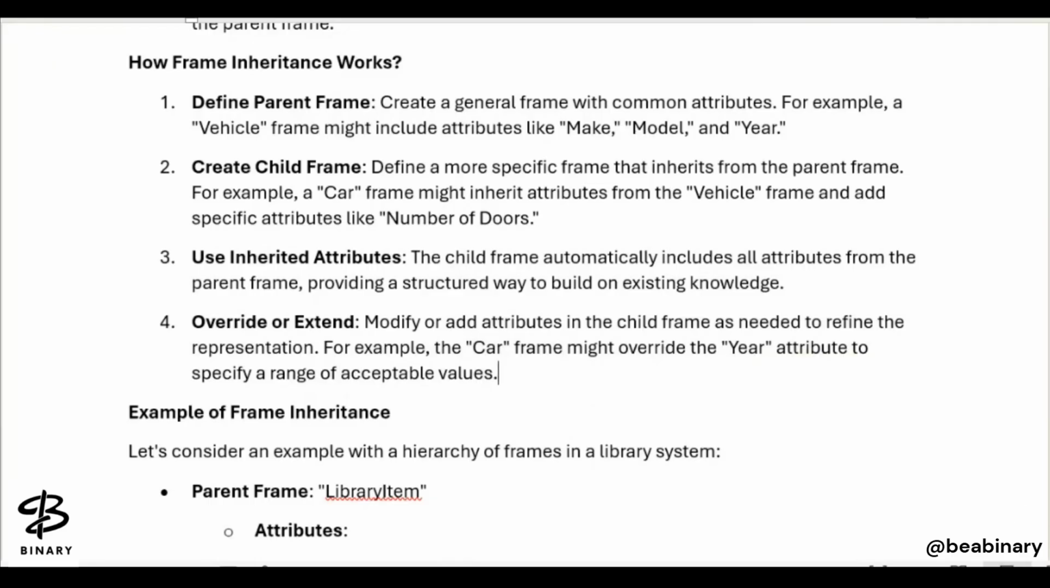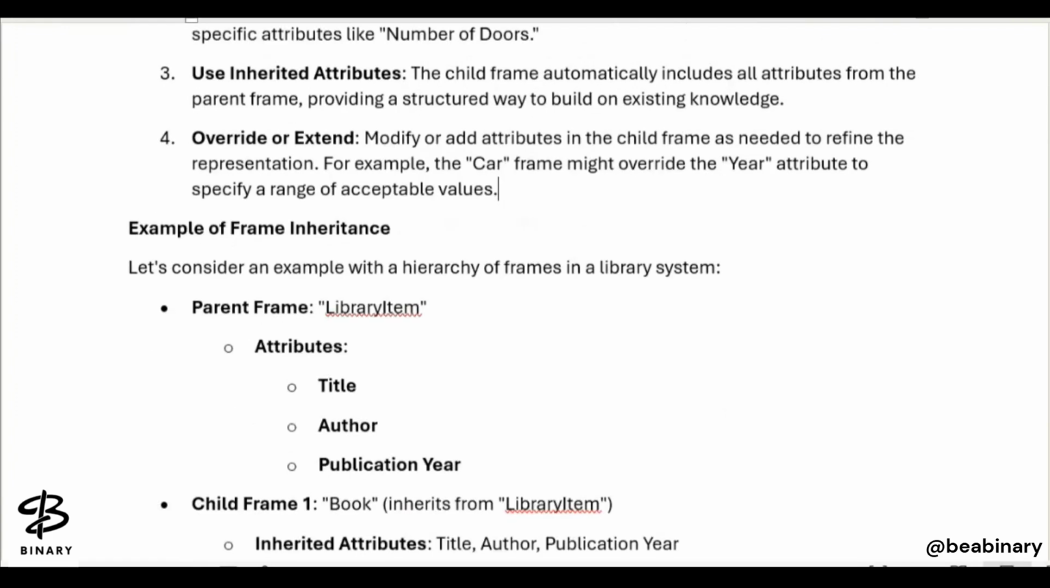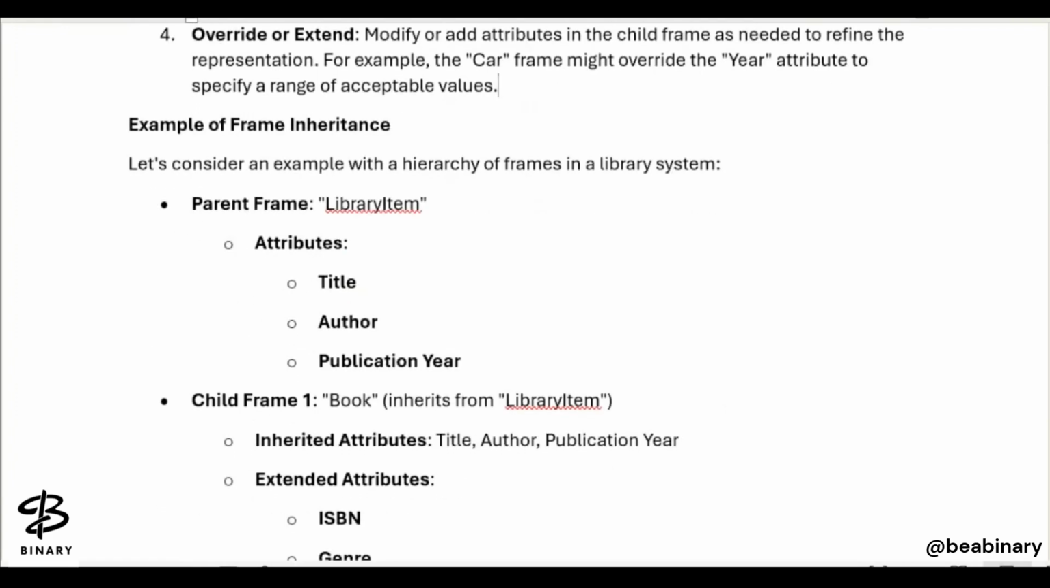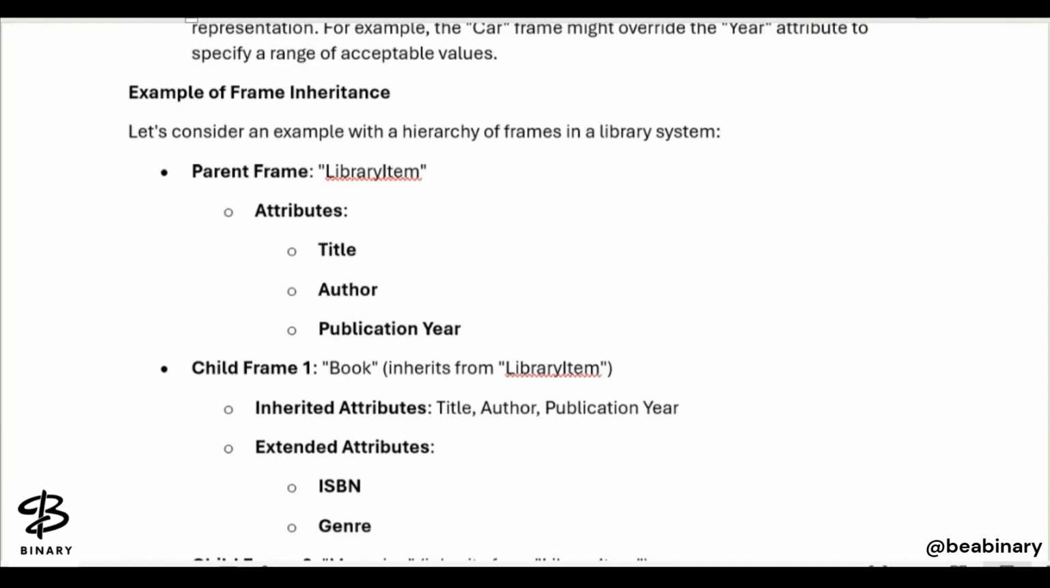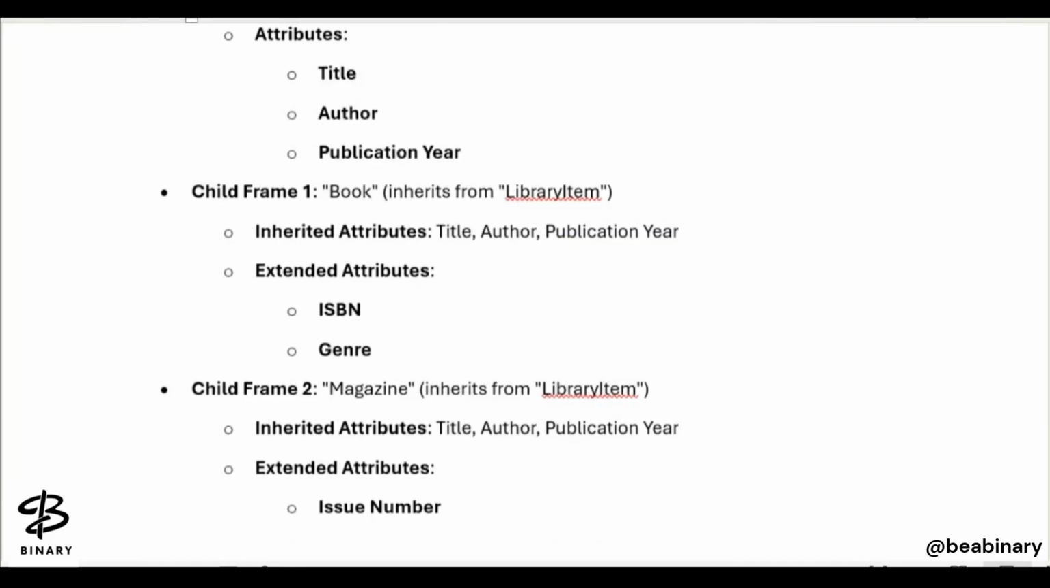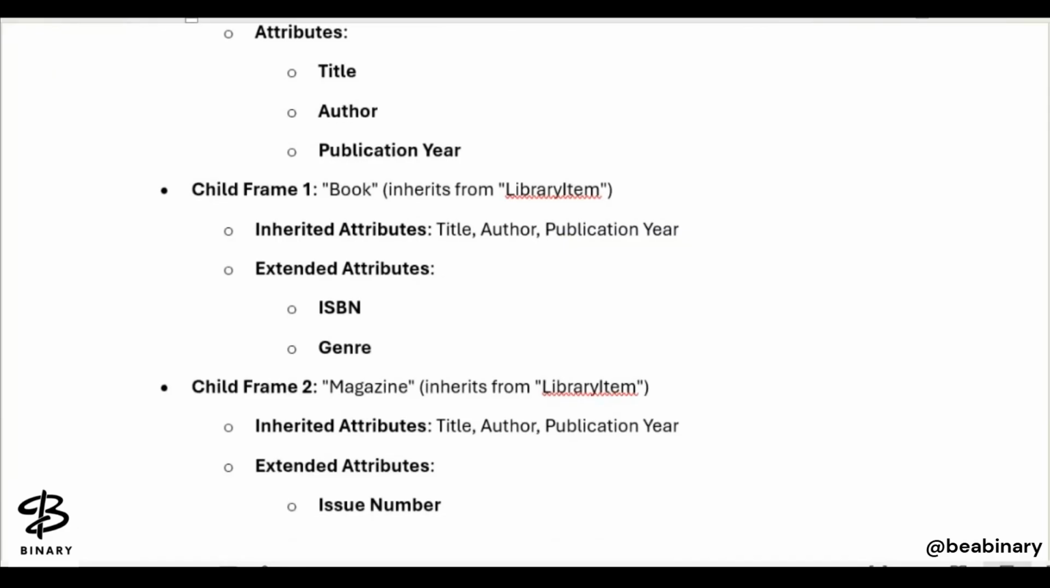Now again, we are taking an example of frame inheritance in the form of a library system. First, we are talking about a parent frame, a library item, which can be a book or other items also. So the parent frame here is the library item, with attributes like title, author, and publication year. Then the child frame can be a book or a magazine.